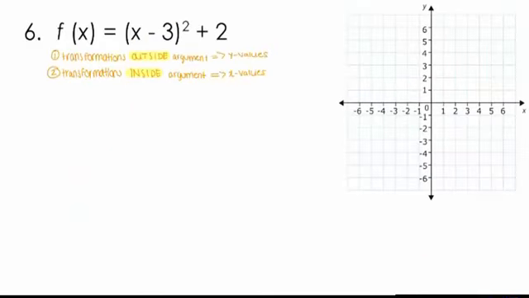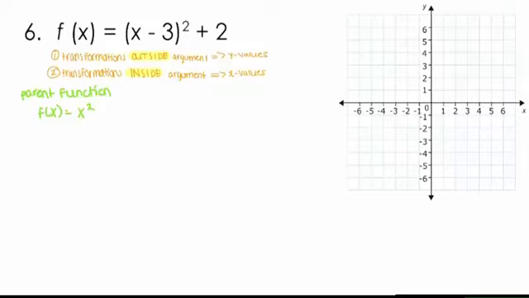So now we're just looking at question 6, and it's asking us to graph the function f of x is equal to the argument of x minus 3 squared plus 2. So again, we're just going to find the parent function, and since we see that this is squared, we know that it is going to be a squared function. So again, repeat the same process.